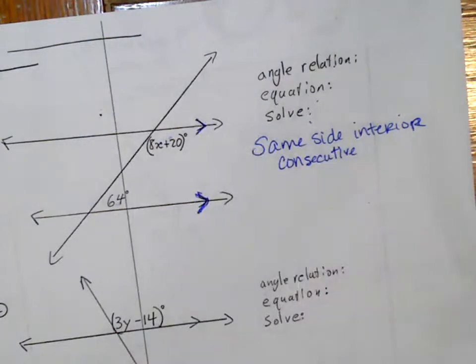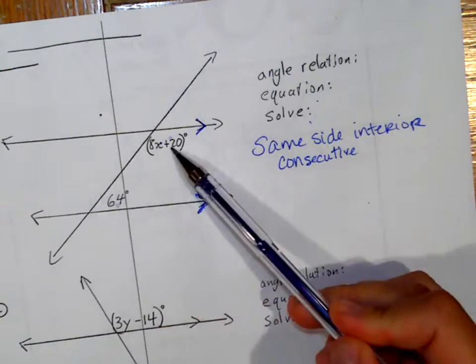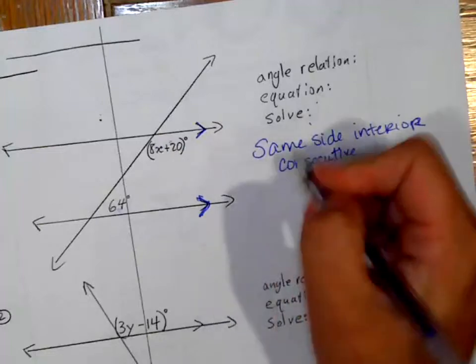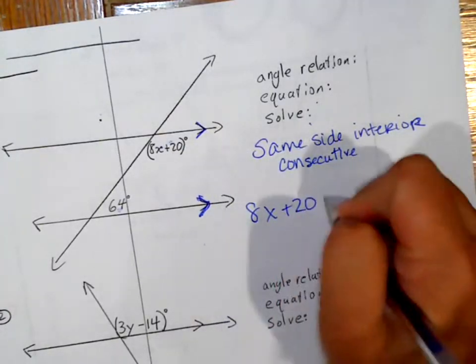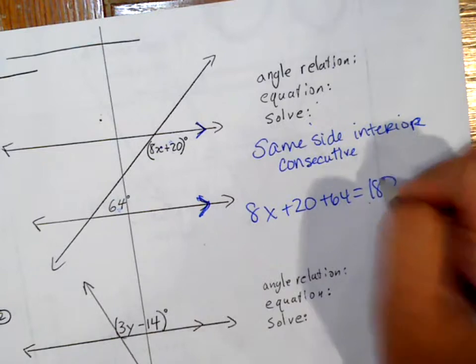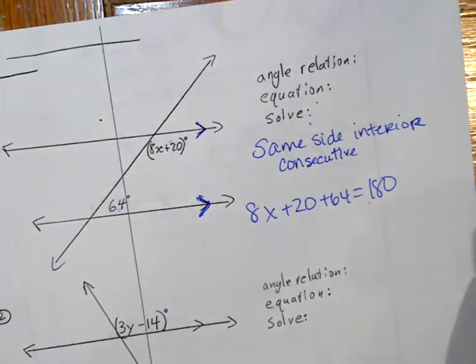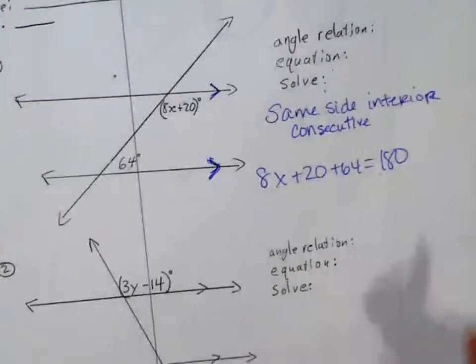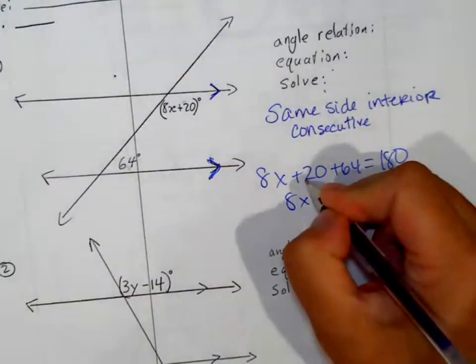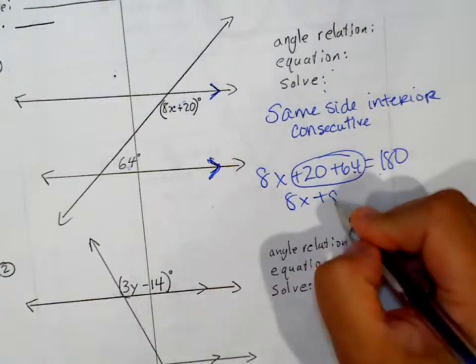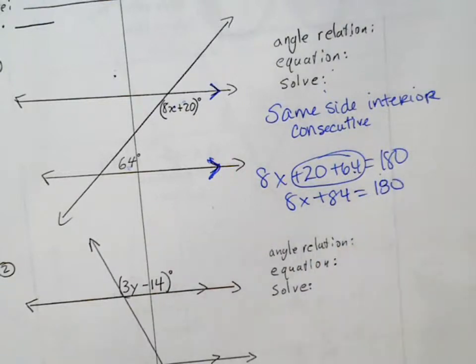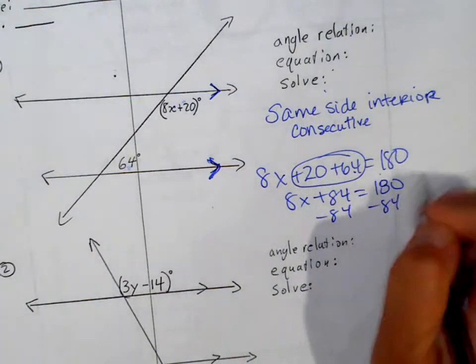So here we go. Same side interior or consecutive interior angles, they are equal to 180. This plus this equals 180. Again, I feel like a broken record, and I will say it again. Your choices are they equal each other or they equal 180. So 8x plus, combine your like terms right there, 84 equals 180. Don't screw up the easy part now. Do all the hard work correctly and then mess up the easy stuff.